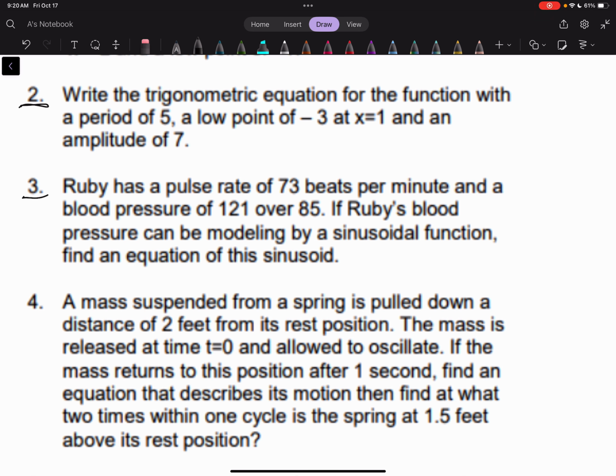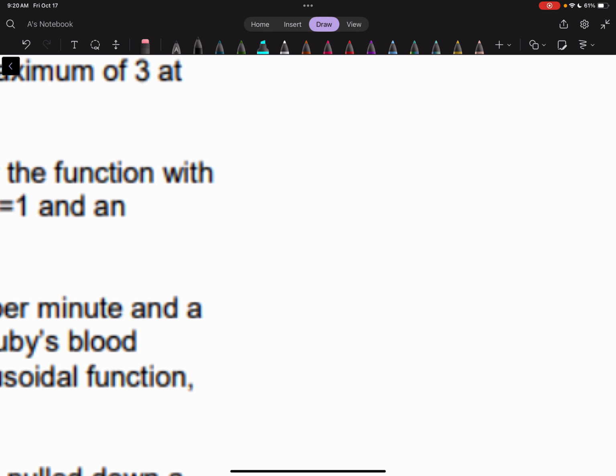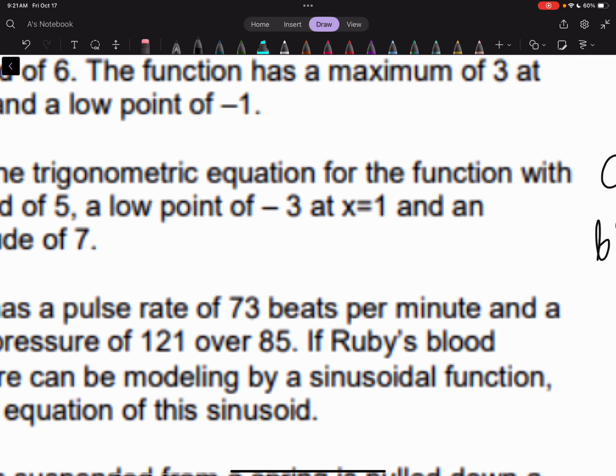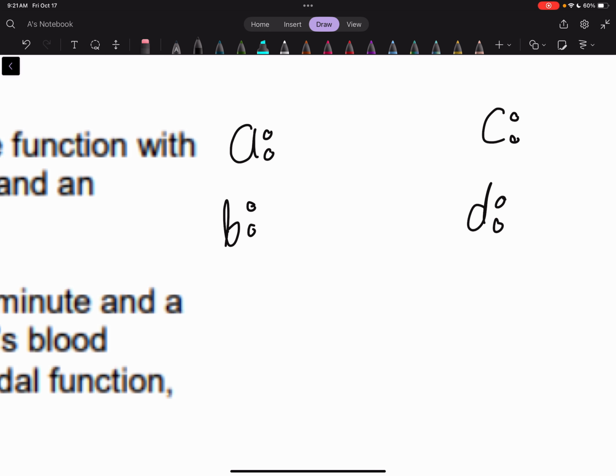Alright, number 2. Write the trig equation for the function with a period of 5, a low point of -3 at x equals 1, and an amplitude of 7. Now to write these equations, I'm going to identify my a, b, c, and d values. Alright, we have a period of 5. My period is equal to 2 pi over b. So b is equal to 2 pi over the period, 5.